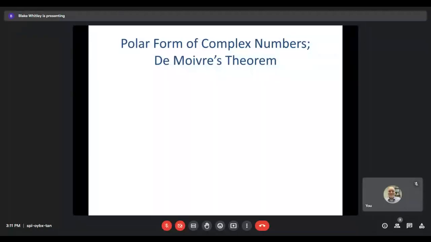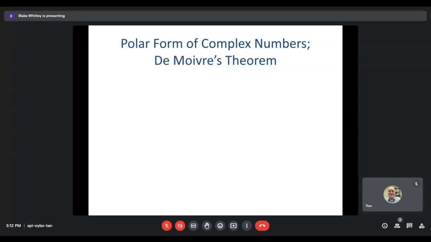Hello again. This is section 8.3, polar form of complex numbers and de Moivre's theorem. So in this section, we're going to take a look at complex numbers. If you remember back to your pre-calculus, complex numbers are numbers that have a real part and an imaginary part. We're going to look at how we can actually plot those in a complex plane and then also find the polar form of those complex numbers.